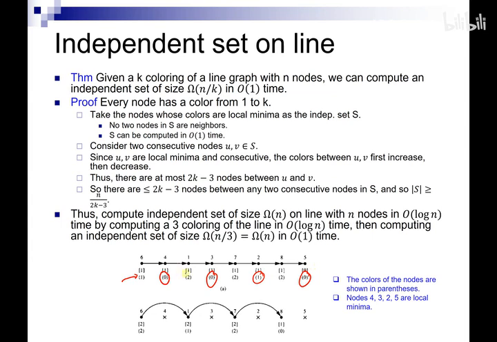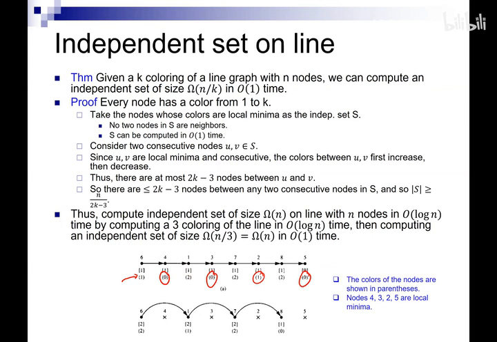Notice that these 4 nodes do form an independent set, because none of them can be neighbors of each other. By the definition of an independent set, we pick nodes that are not neighbors of each other. And the reason they're not neighbors is because each of these nodes is a local minima, so its color has to be less than both of its neighbors' colors. Therefore, you can't have 2 neighbors who are both local minima, because they can't both be less than each other.